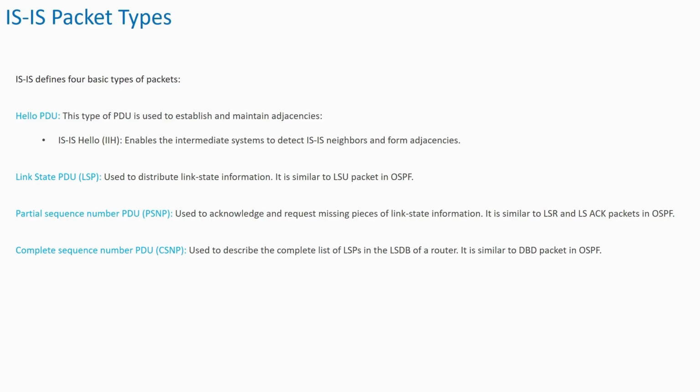The fourth packet type is complete sequence number PDU or CSNP. It is used to describe the complete list of LSPs in the link state database of a router, and its function is similar to database description packet in OSPF.